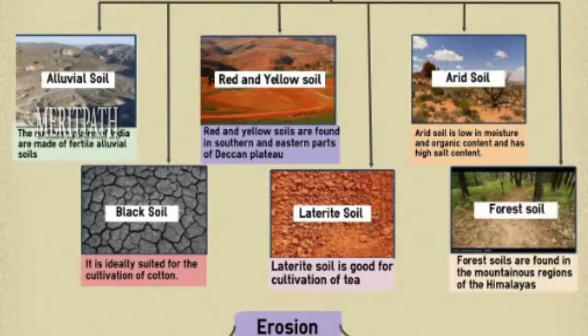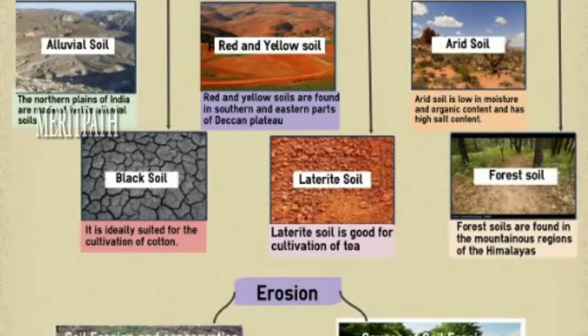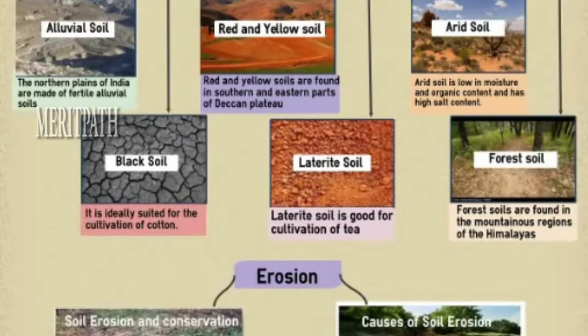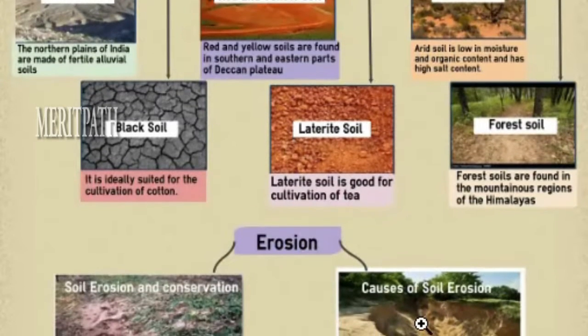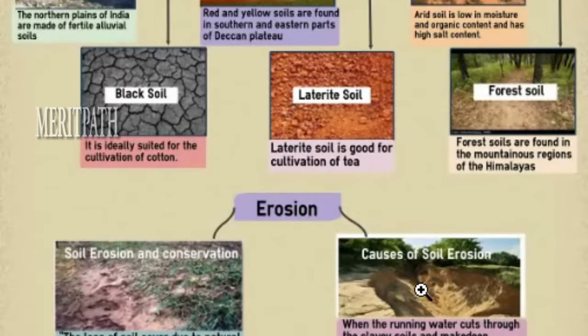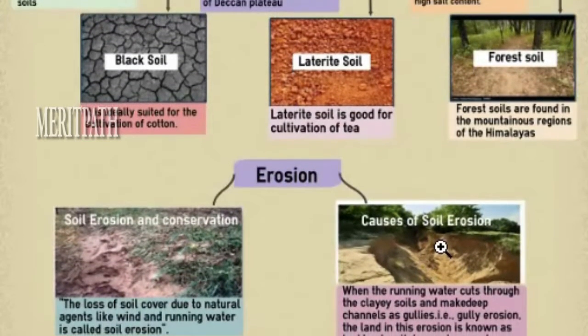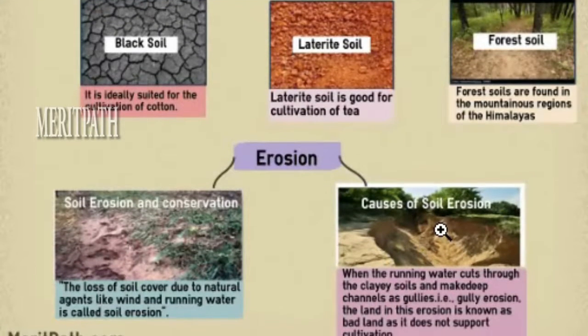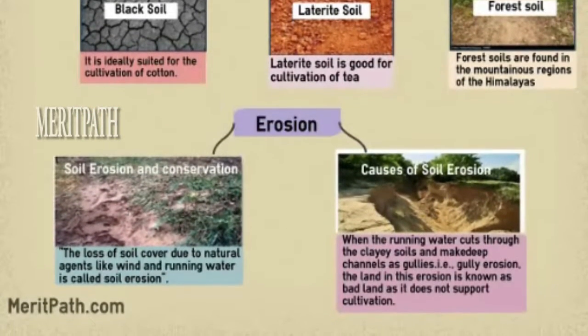Erosion. What is soil erosion? The loss of soil cover due to natural agents like wind and running water is called soil erosion. An example of a soil with erosion. Causes of soil erosion. One of the causes is when running water cuts through the clayey soil and makes deep channels as gullies, that is gully erosion. The land in this erosion is known as bad land as it does not support cultivation.